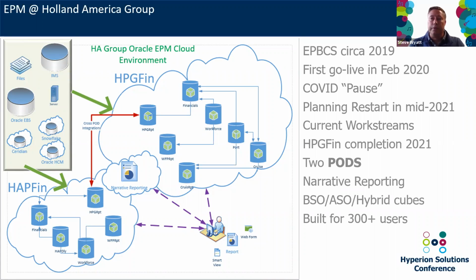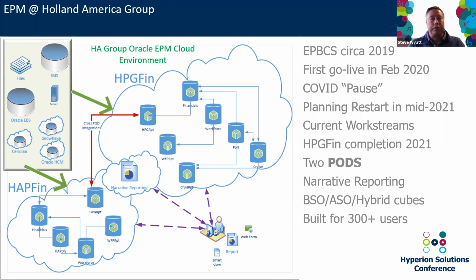Earlier this year, we re-engaged with Argonaut Integral, and we're cruising along at a steady pace with many other work streams, and we should finish up the bulk of our primary application, which is called HPG Fin, at the end of this year. Officially, we have two separate pods. One's called HPG Fin, one is called HAP Fin. These work together, but they are separate. HAP Fin is for our HAP Alaska application or group. They have a little bit different dimensionality and things like that, so they really require their secondary pod.